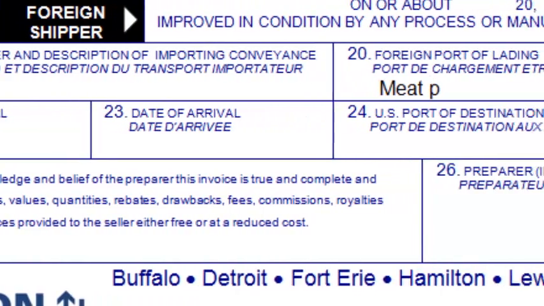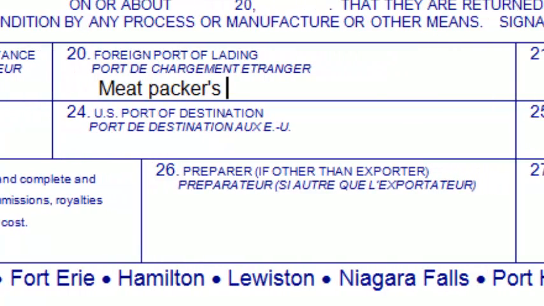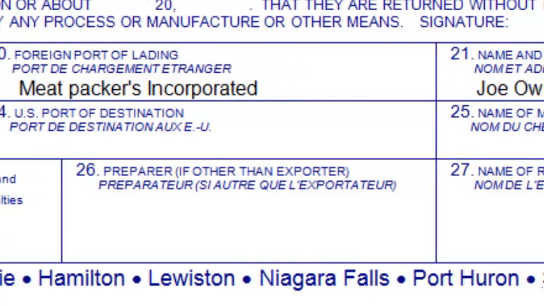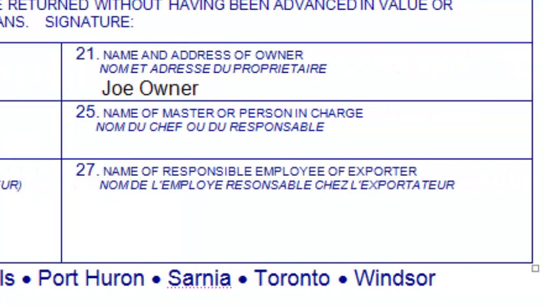Foreign port of lading is Box 20. This is the place where goods were loaded on the export carrier. Box 21 is the name and address of the owner, in this case referring to the owner of the importing carrier.